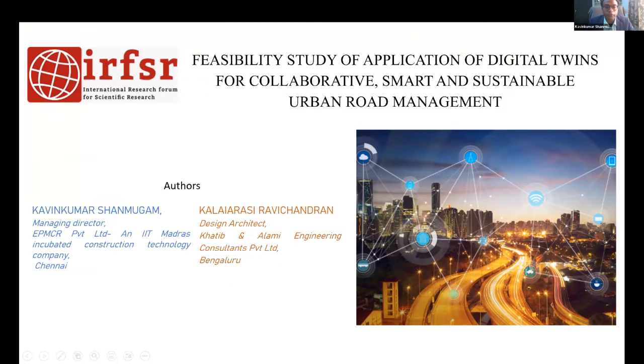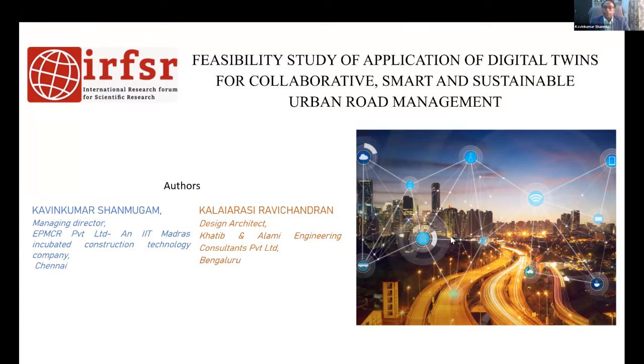Thank you. My name is Kavin and Kalai, co-authors of this paper. We're both architects and engineers. We work on a lot of construction projects, and for this study, we have taken a feasibility study of application of digital technologies for collaborative, smart and sustainable urban road management.